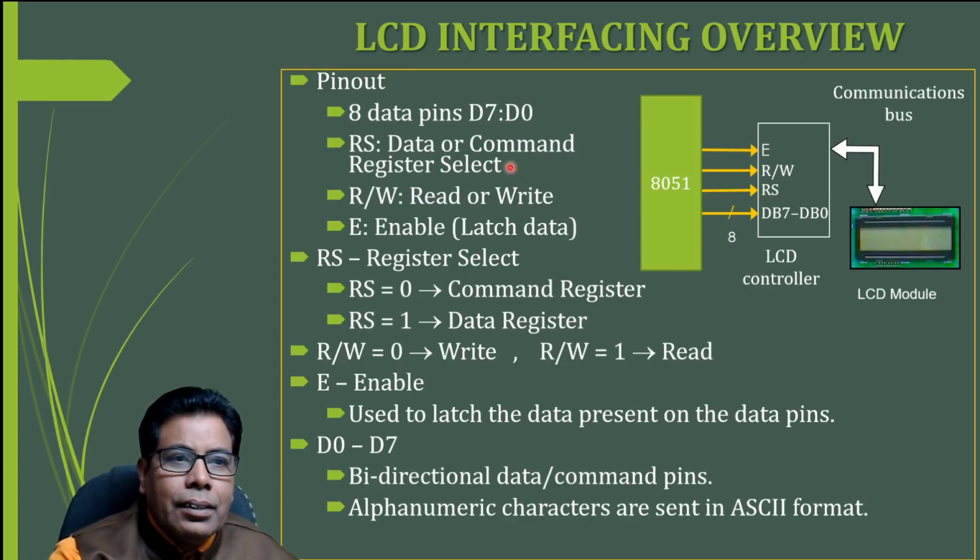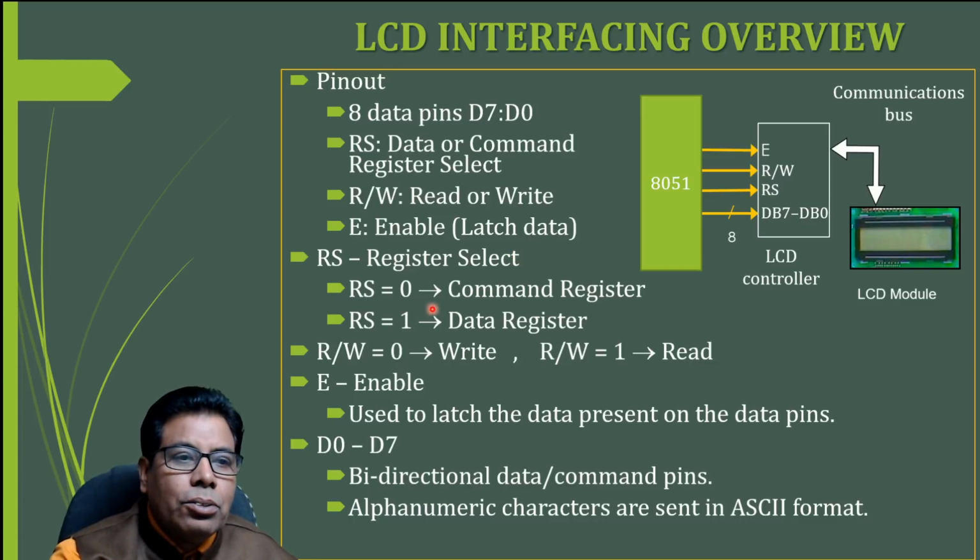Now the pins: it has 8 pins for the data lines D0 to D7, and there is a pin for register select, that is for data and command. These two registers are present in the LCD. So for selecting that, we'll have to send either 0 or 1 on this. Then for reading and writing operation we have the RW, and for enabling we have the E pin, so that will enable the data latch.